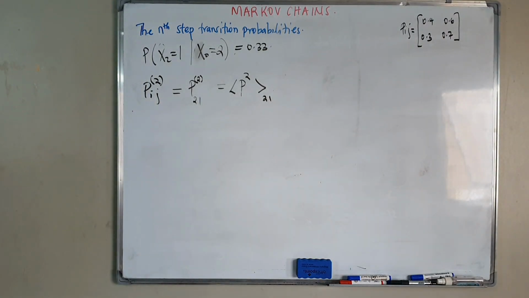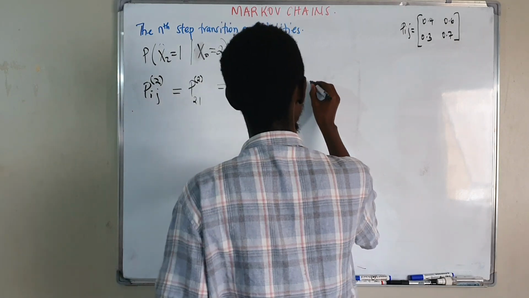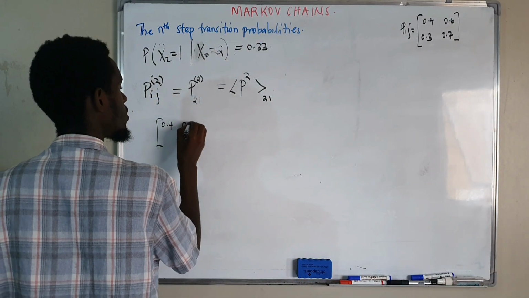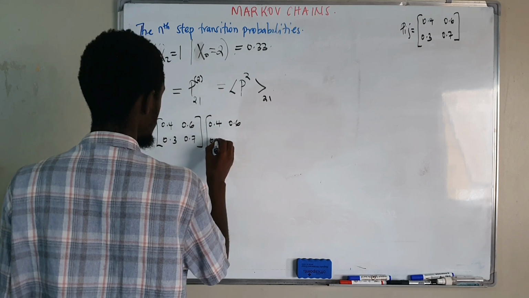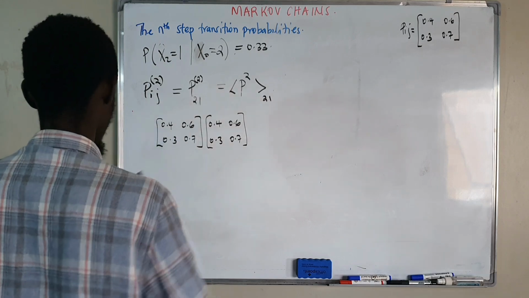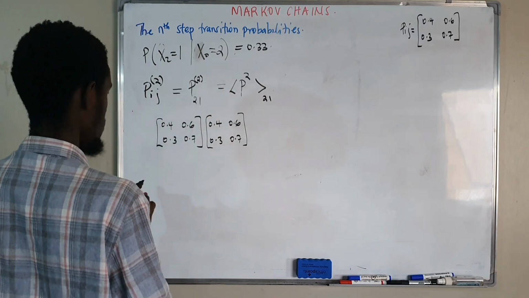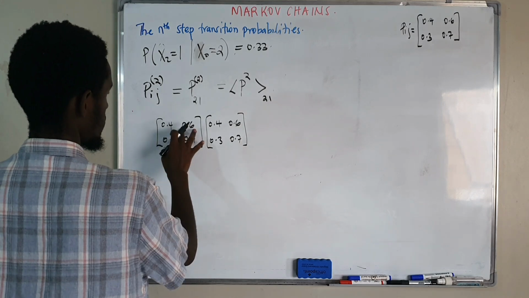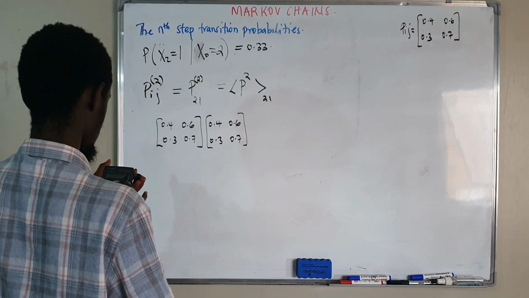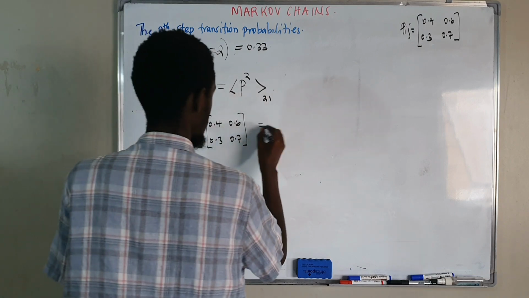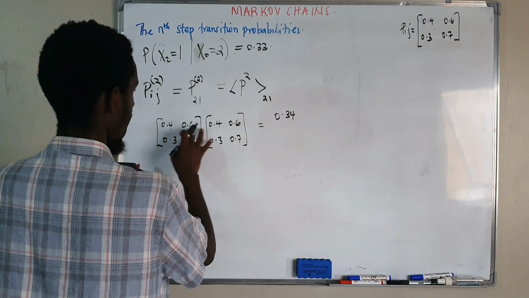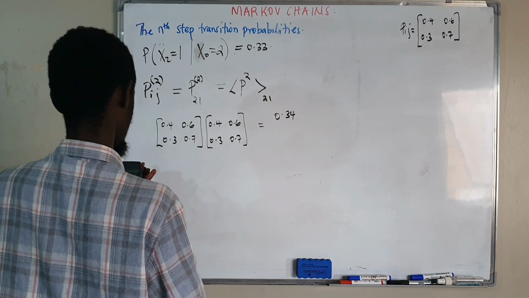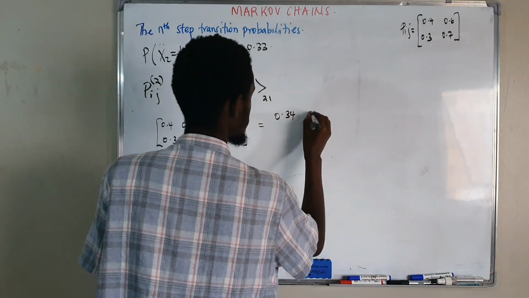In order to square, I need a calculator, so let us square together. If my P is 0.4, 0.6, and 0.3, 0.7, I'm squaring it times 0.4, 0.6, 0.3, 0.7. What I do is row by column. So 0.4 times 0.4, I have 0.4 squared, plus 0.6 times 0.3, and I'll have my answer as 0.34. Now 0.4 into 0.6, then plus 0.6 into 0.7, I'll have 0.66 in my squared matrix.